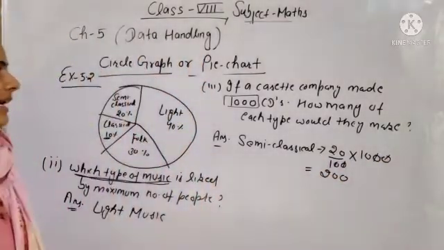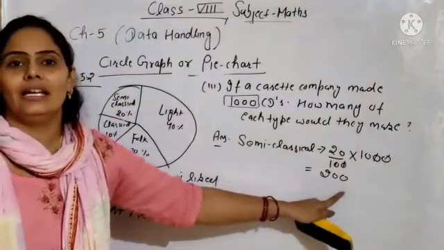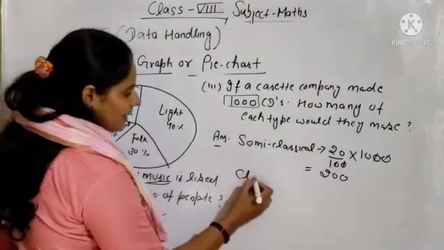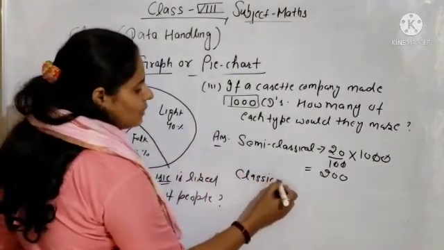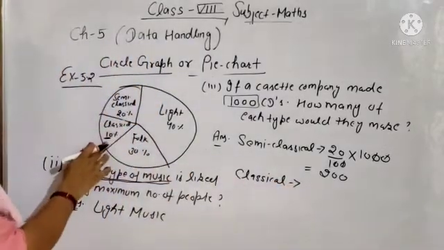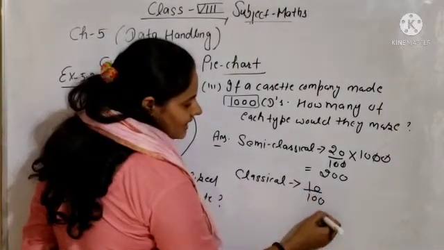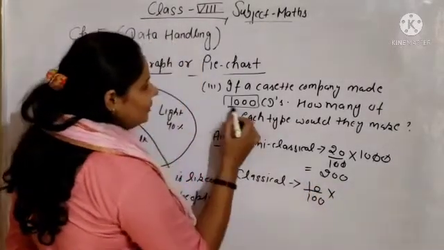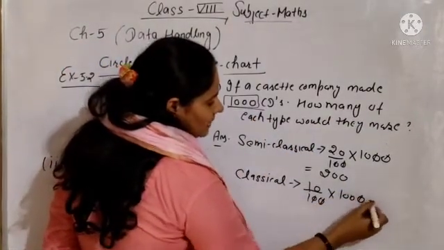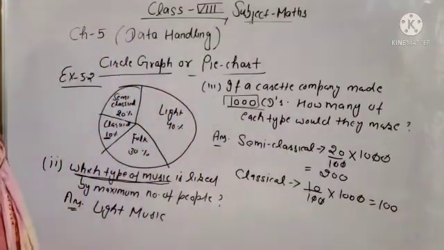So how many of each type would they make? So how many CDs of semi classical will be made? 200 CDs. Okay. Like that you have to find out for classical. Each type you have to find out. So after that, classical. Classical is liked by 10% of people. So 10% of total CDs. 10% means 10 upon 100 multiply total CDs. Total are 1000. You can cancel out. So it will be 100. So 100 cassettes made of classical music.